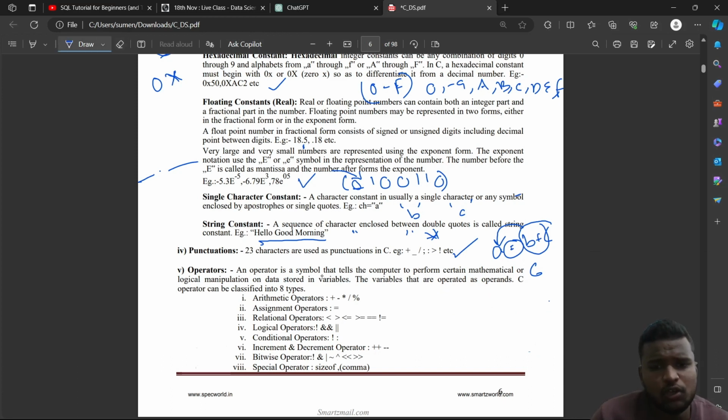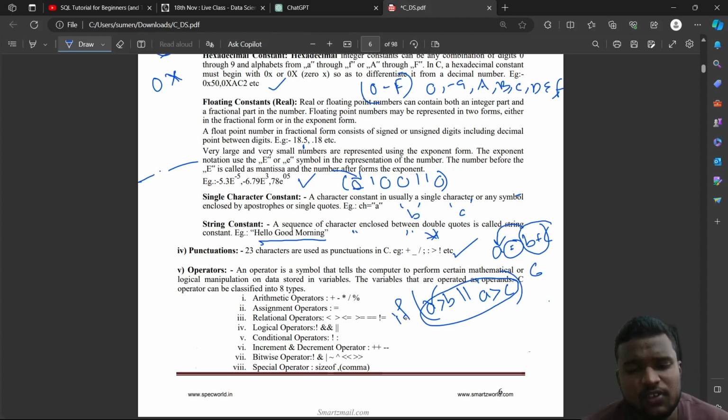Logical operators mean, for example, that we want to see whether A is greater than B or A is greater than C. We use this OR condition. It means that either this is true or that is true. For example, consider an if condition, which you don't know yet, but just believe me that it is used for condition checking.